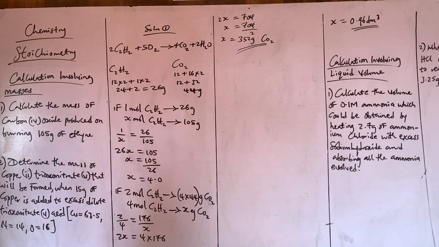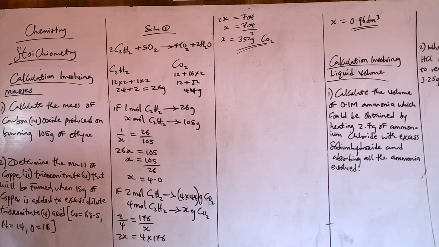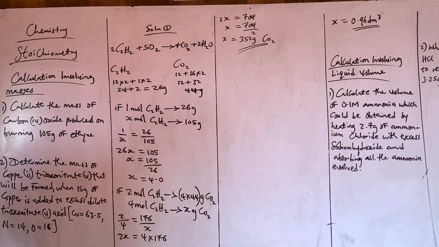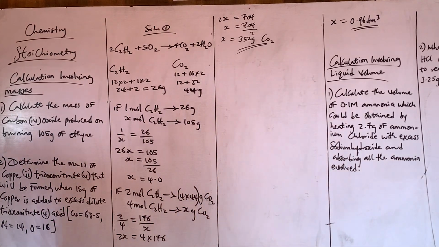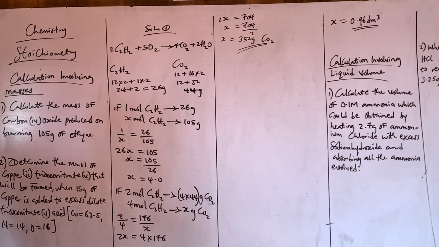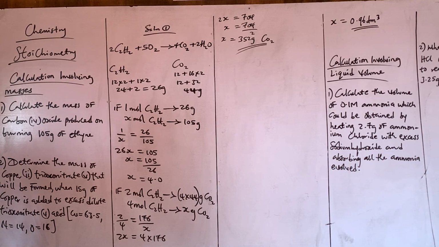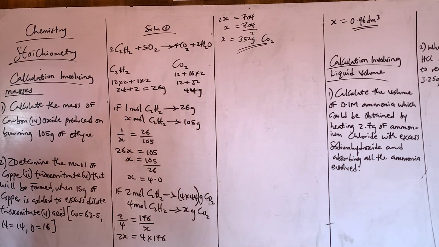The next one is the second question. Alright? Okay. Now read the question. Second one. Determine the mass of copper(II) trioxonitrate(V) that will be formed when 15 gram of copper is added to excess dilute trioxonitrate(V) acid. Mass of copper 63.5, the mass of nitrogen 14 and oxygen 16.